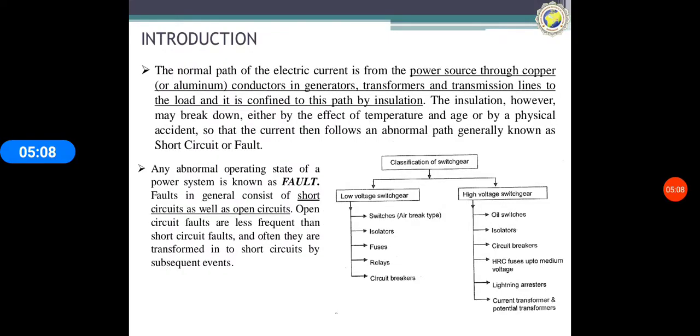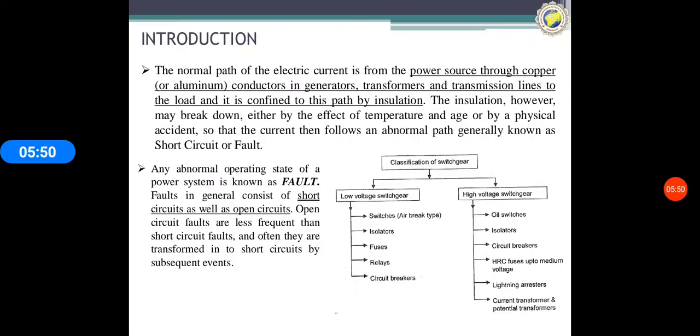Now, basically, we know that the transmission system carries power from the source through the conductors in the generator, transformer, and transmission line to the load, and the current is confined to this path by the insulator. The insulator, however, may break down either by the effect of temperature and age or by physical accident, so that the current then follows an abnormal path, generally known as a short circuit or fault condition.